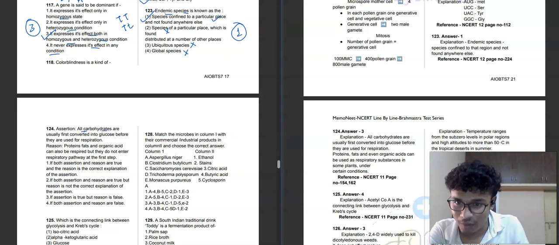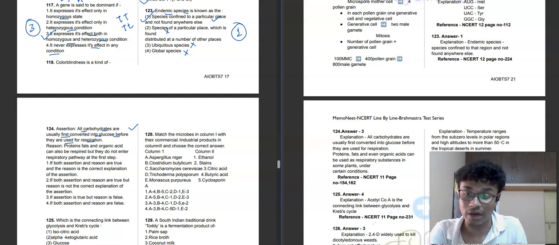It is saying all carbohydrates are usually first converted into glucose before they are used for respiration. It is a correct statement. Now we read the reason. Proteins, fats, and organic acid can also be respired, but they do not enter the respiratory pathway at the first step. So basically, it is also a correct statement.